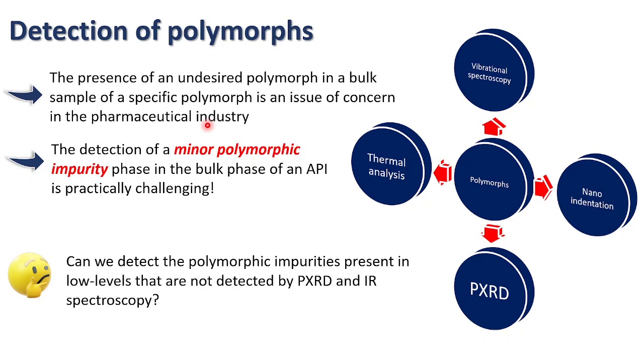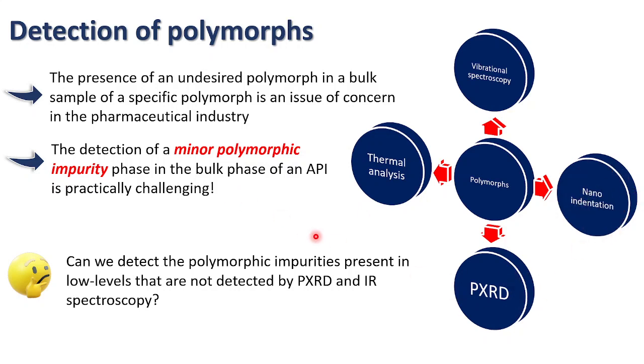We have to identify the polymorphs, because all the properties of the polymorphs are not identical. The molecular formula is identical, but the stability and the properties are entirely different. That is very applicable in the pharmaceutical industry. So detection of these polymorphs is very important there. You can see in this figure that polymorphs can be detected by many techniques: vibrational spectroscopy, thermal analysis, nano indentation techniques, and PXRD techniques.